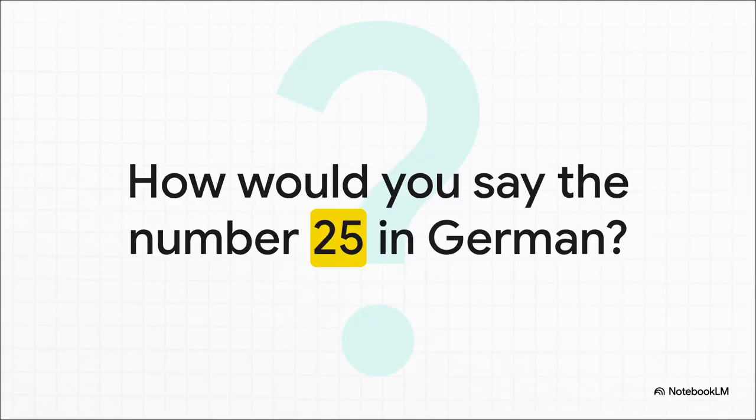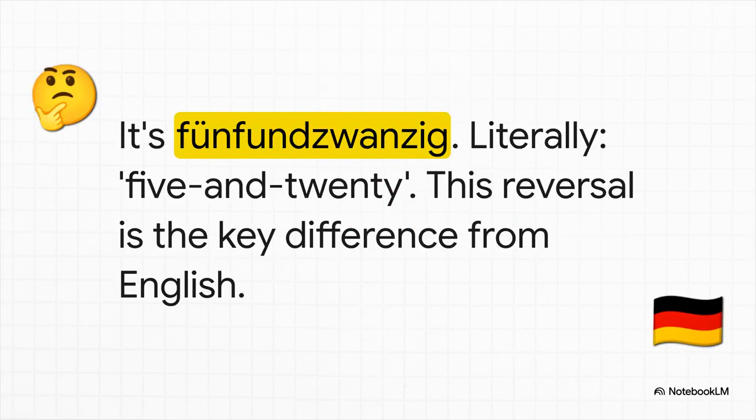So to get us started, I've got a question for you. Just take a look at the number on your screen, 25. How do you think you'd say that in German? No pressure, just give it a quick guess in your head. Okay, you ready? The answer is 25. Now, if you break that monster of a word down, it literally means 5 and 20. That little flip, that 5 and 20 logic, is the exact puzzle we're going to solve today.